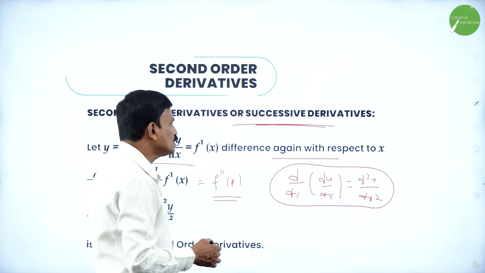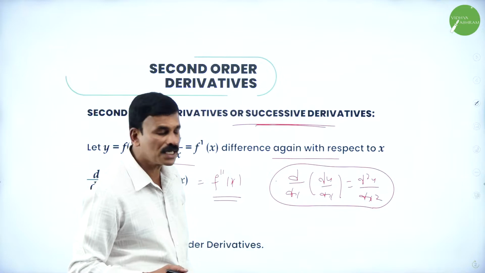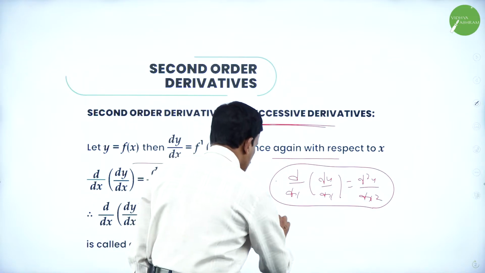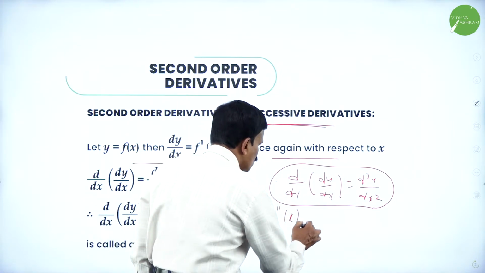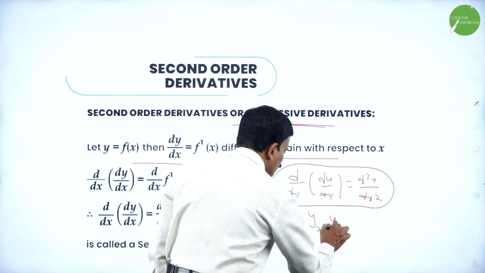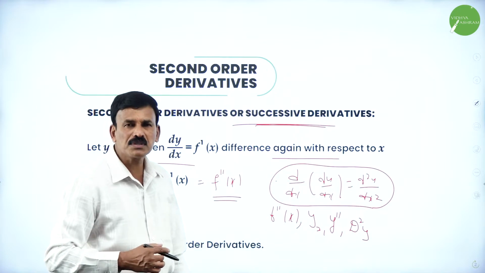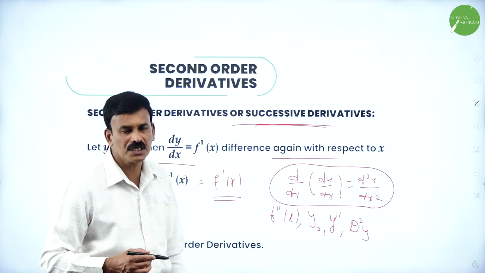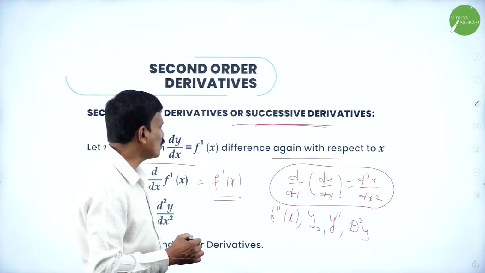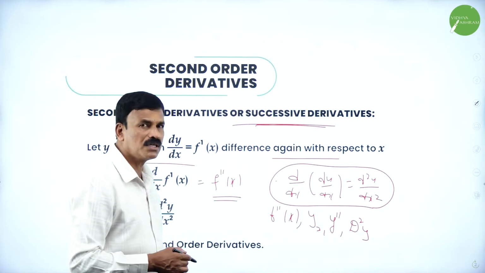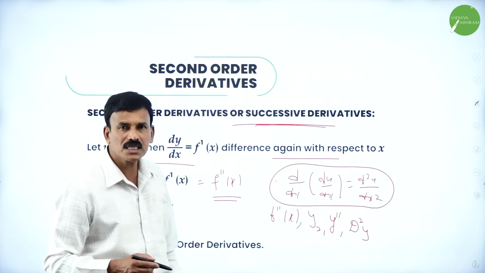So this d square y by dx square, the second derivative, can also be denoted as f double dash x, or y2, or y double dash, or D square y. These are all representations for second derivatives. D square y, y double dash, y2, f double dash x are all called the second derivatives of a function.